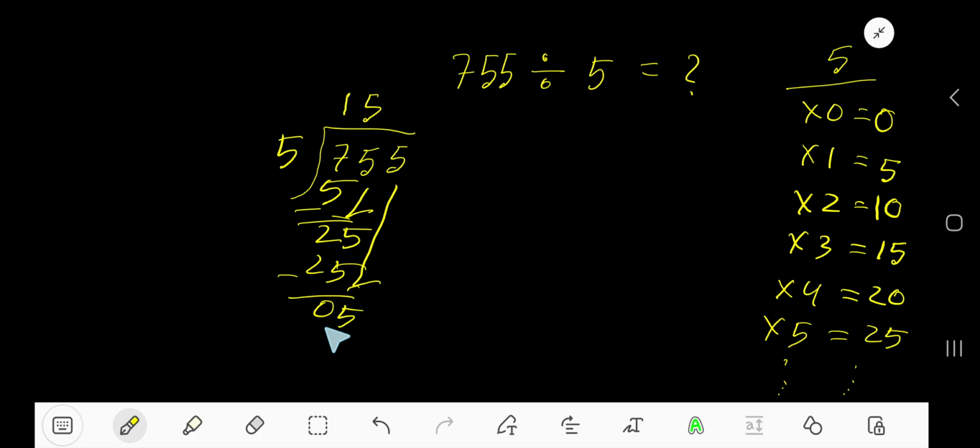0, 5 means 5. So 5 goes into this 5 how many times? 1 time. 1 times 5 is 5, subtract, we get 0. So our answer is 151.